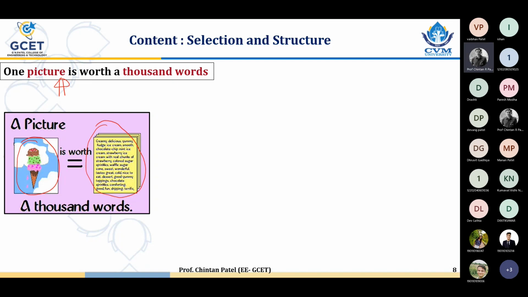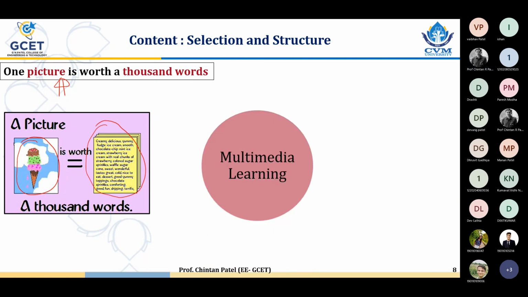So remember this golden rule that instead of putting paragraphs, if you can find an appropriate image or picture, please put the picture instead of that paragraph. Then any presentation, any slide has a particular structure. And when you design the presentation, when you decide the structure, you should use the multimedia learning tools. Which are the different multimedia learning tools?